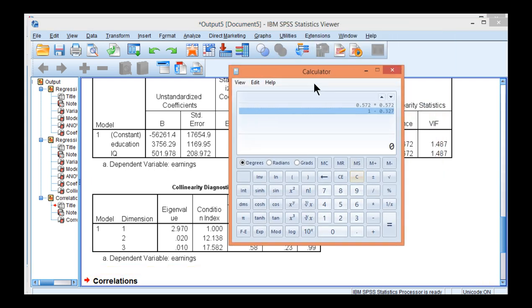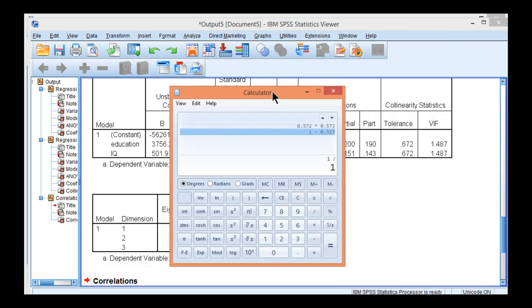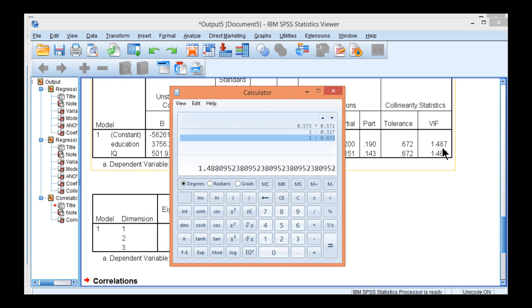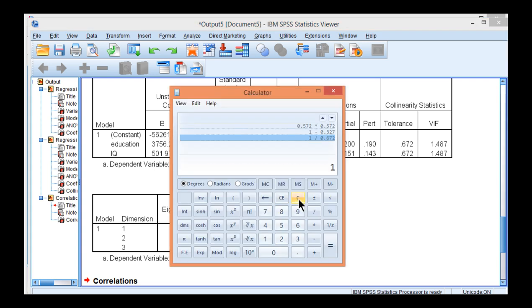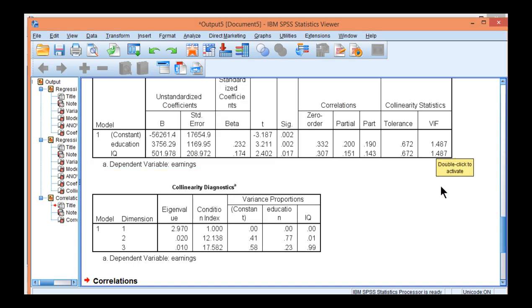Now, the variance inflation factor is very closely related to tolerance, in fact, by a factor of the reciprocal. So if you go 1 divided by 0.672, you get the variance inflation factor, 1.48. And I recommend that the variance inflation factor should not be greater than 10, because 1 divided by 0.10, which is the minimum tolerance level, equals 10. And in this case, the variance inflation factor is 1.487, which is much less than 10.